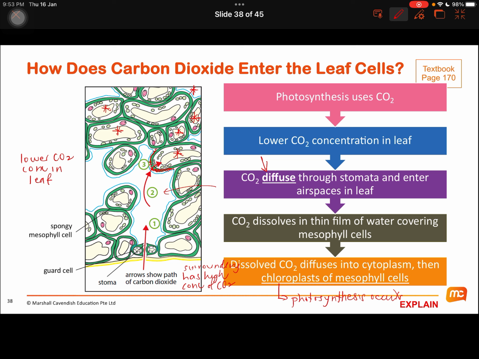So in the day, as photosynthesis occurs throughout the day, the concentration in the leaf will always remain low. So carbon dioxide from the atmosphere will then diffuse in, dissolve, and then diffuse again into the mesophyll cell. So remember this, diffuse into the intercellular airspace, dissolve in the thin film of moisture, and diffuse into the cytoplasm of the mesophyll cell.